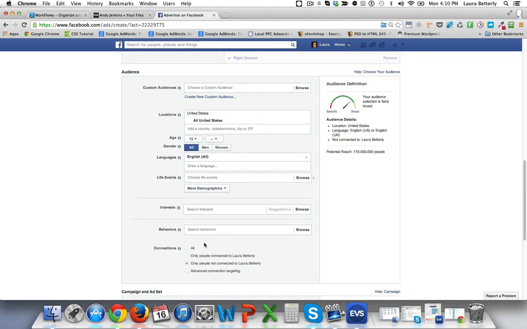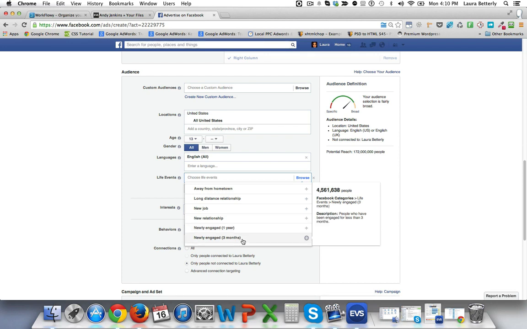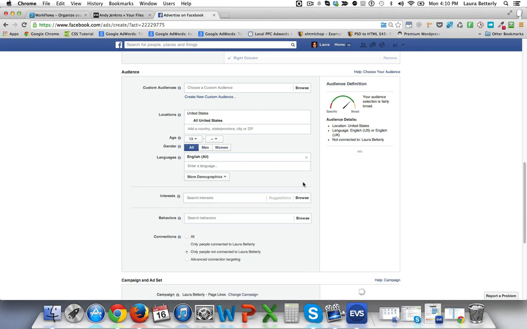Life events. This is kind of interesting. Away from family, away from hometown, long distance relationship. This would give you newly engaged. How about if you had a local business that sold wedding favors? Newly engaged would be pretty important to have. Same thing, newly engaged within 3 months. So that would also give you more information here.